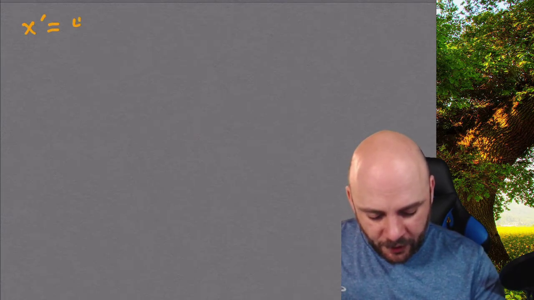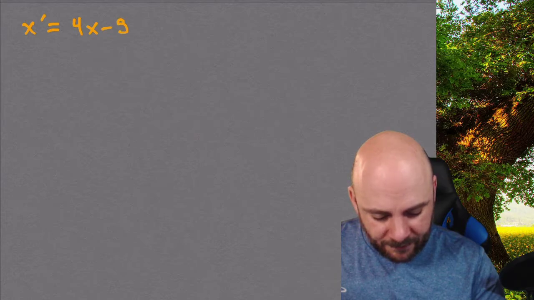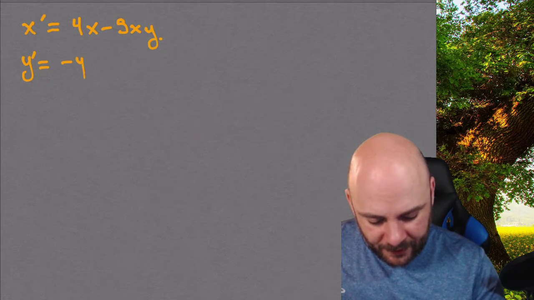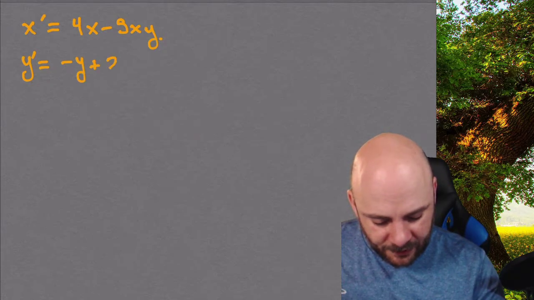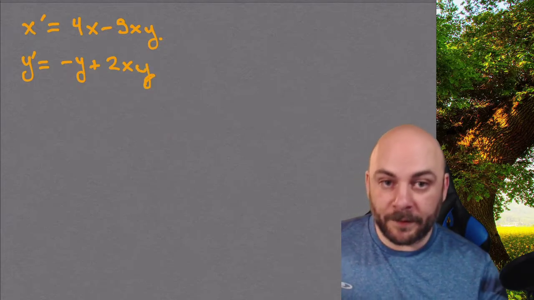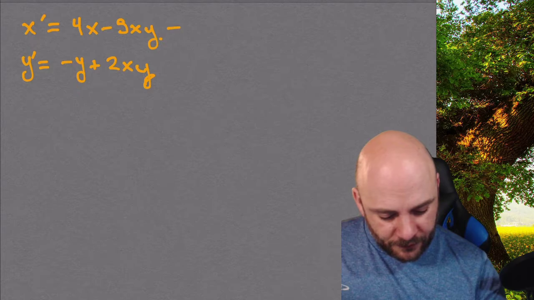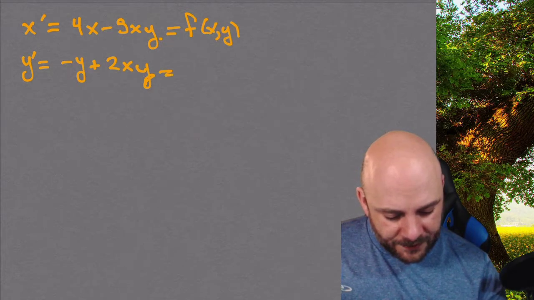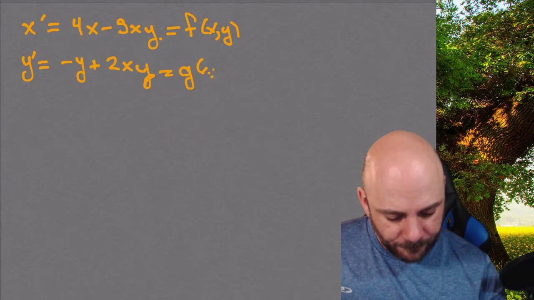X prime equals 4x minus 5xy, and y prime equals negative y plus 2xy. This first function here is our big ugly f of x,y, and this second function here is our big ugly g of x,y.